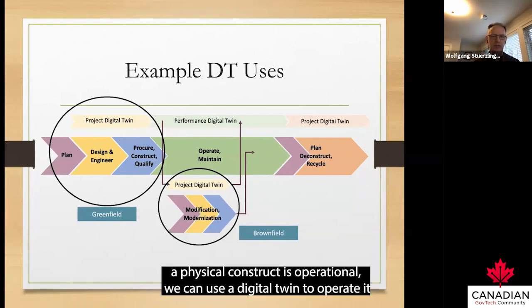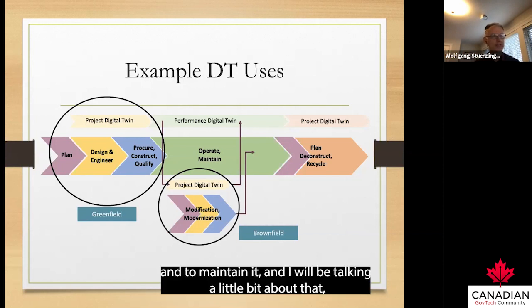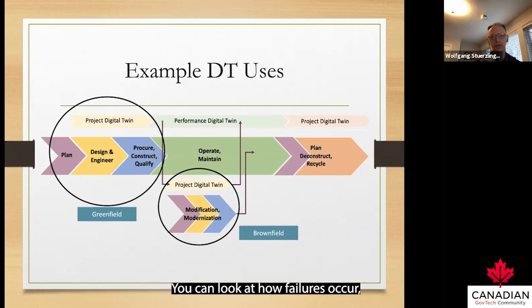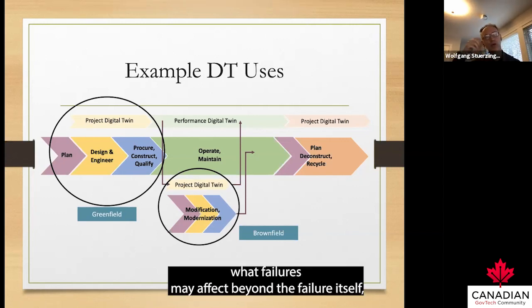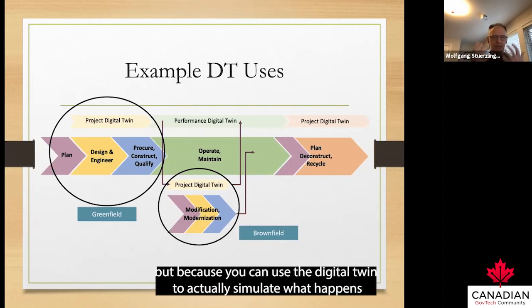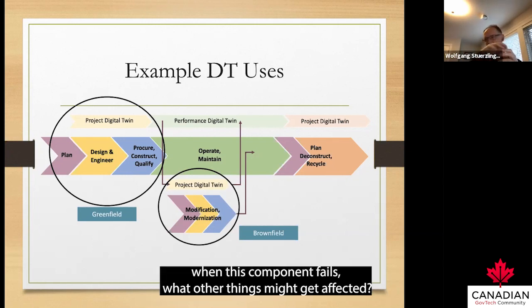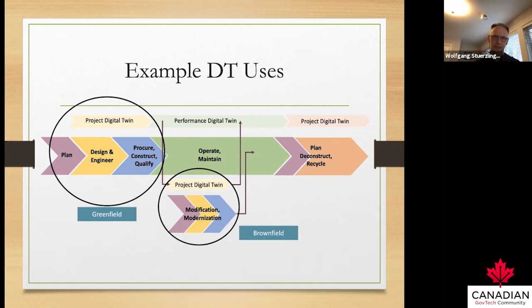While a physical construct is operational, we can use a digital twin to operate it and to maintain it. And I'll be talking a little bit about that, especially for maintenance. You can look at how failures occur, and what failures may affect beyond the failure itself, because you can use the digital twin to simulate what happens when this component fails, what other things might get affected.